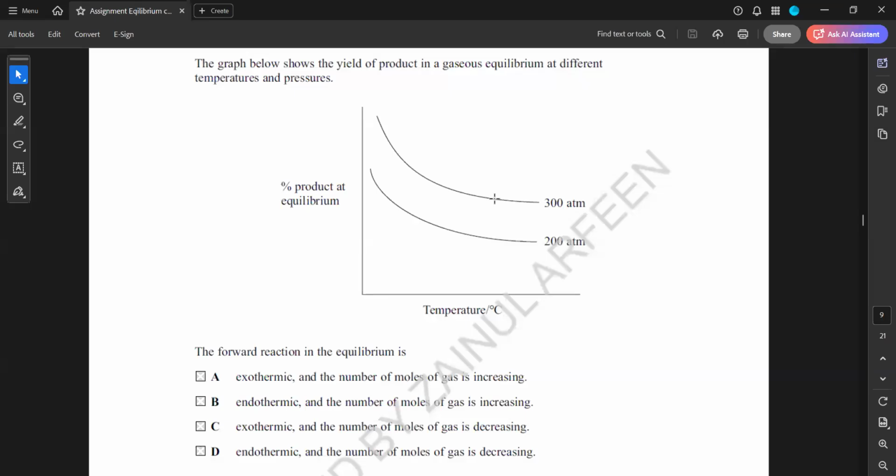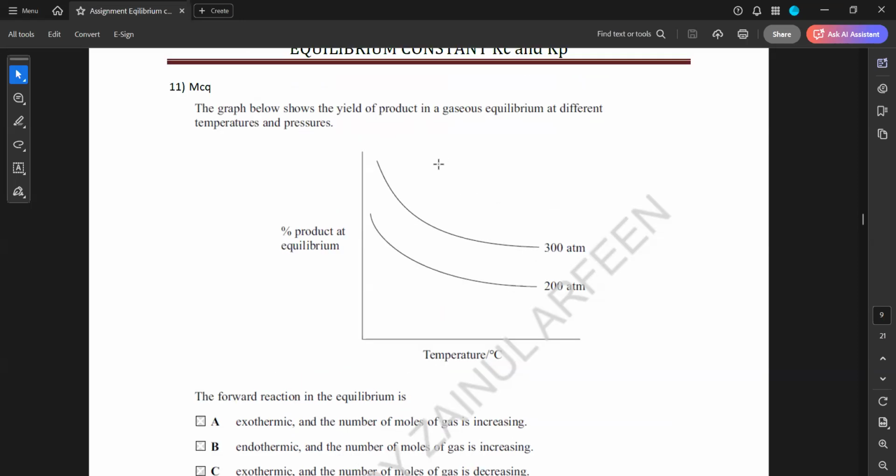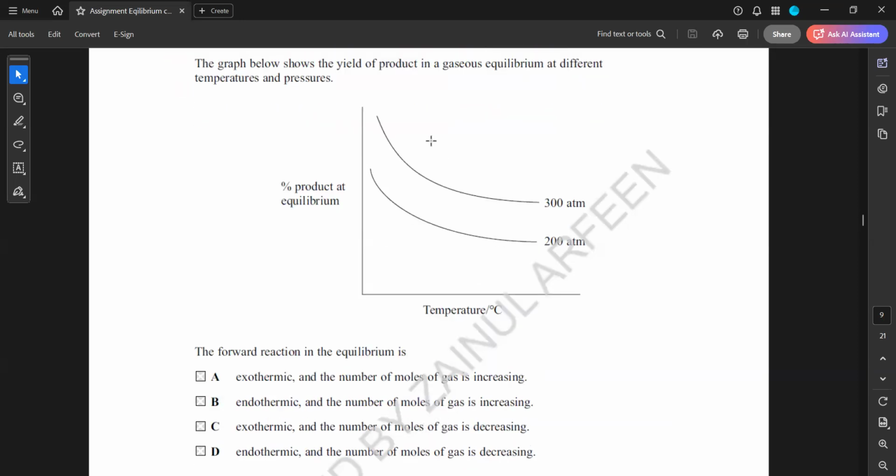The MCQ is related to the topic, the equilibrium constant Kc and Kp. Look, the graph shows the yield of a product in a gaseous equilibrium. So there's a temperature and the percentage. When we are increasing the temperature, what happens to the amount of product, or the yield? The yield is decreasing.